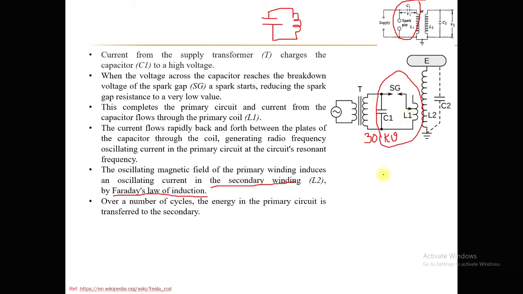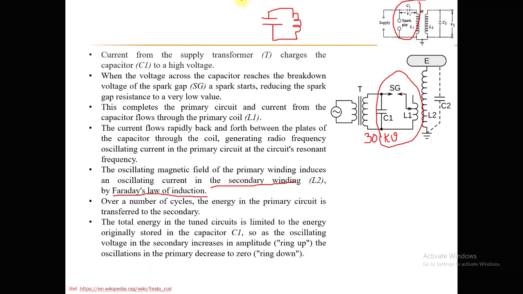Over a number of cycles, the energy in the primary circuit will be transferred to the secondary. I will show you the waveform of how it is transferred. I think you understand how it is transferred from primary to secondary. It obeys Faraday's law of electromagnetic induction, and because of the close proximity of the primary and secondary windings, magnetic coupling is present. Because of this magnetic coupling, the primary energy is transferred to the secondary side.